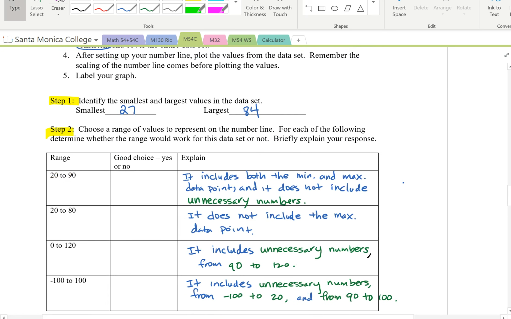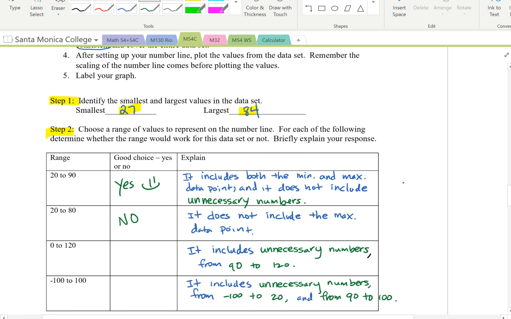Now, for each of the following, determine whether the range will work for the data set or not. Explain your response. Okay, so again, remember my minimum here is 27, my smallest value for the data set. My maximum is 84. So let's look at the first one. At a range of 20 to 90, does it include both my minimum and maximum? Yeah, it does. 20 is a little bit under 27, 90 is a little bit over 84. So yes, it does show my data well, and this is a potentially good one. So I'll say yes. Let's see which one's the best here. So 20 to 80. Now, notice that if I use this range here, 84 will not be shown on the graph. So this is not a good one. It doesn't show the maximum.